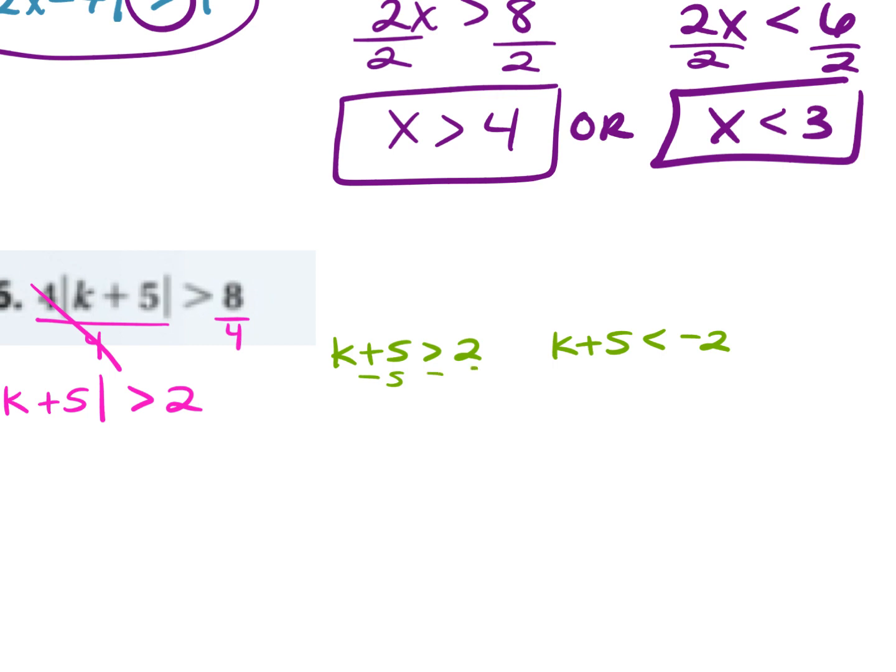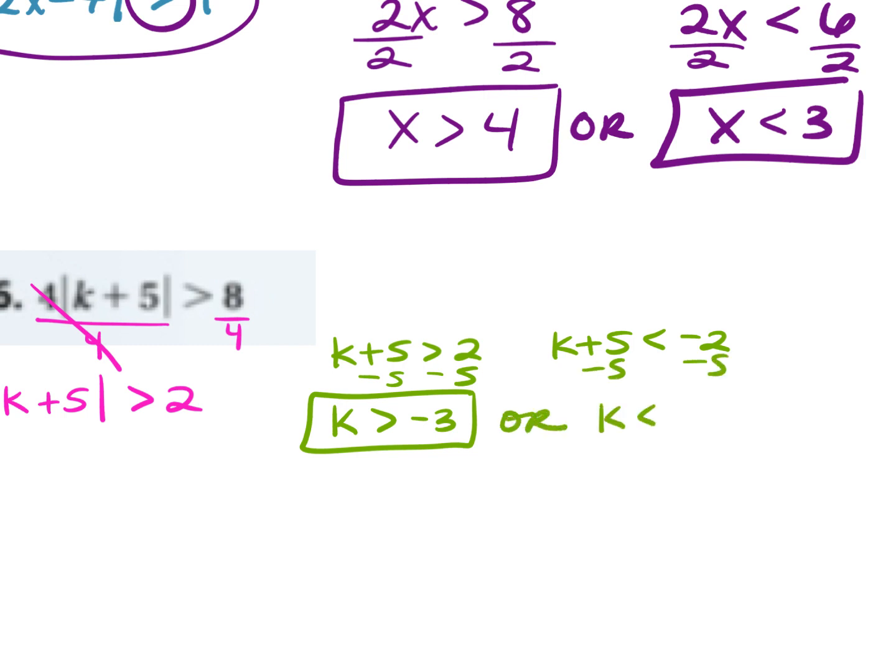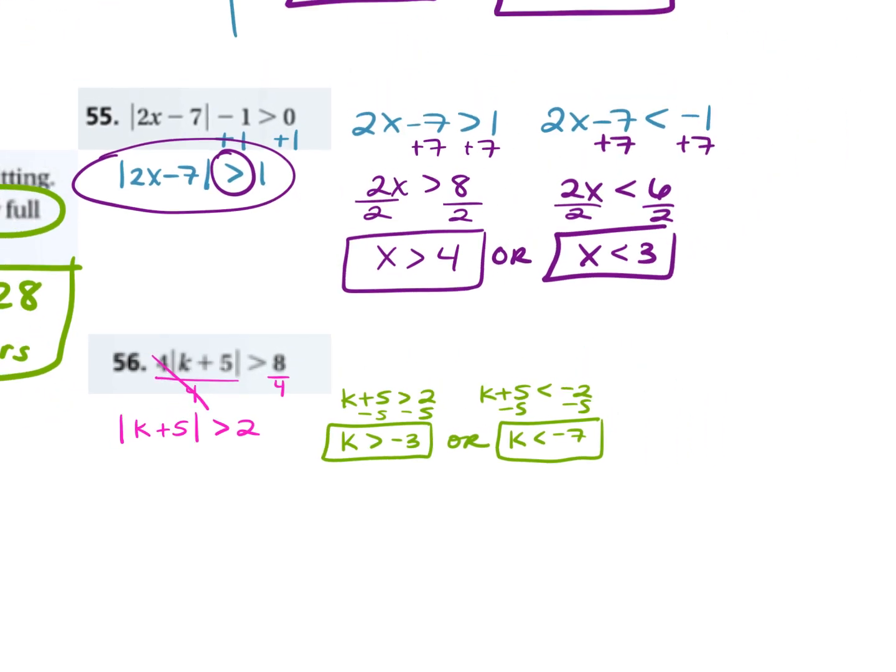So we're going to subtract 5. So k is greater than -3. Or, take away 5, k is less than -7. Okay, so k is greater than -3, or k is less than -7.